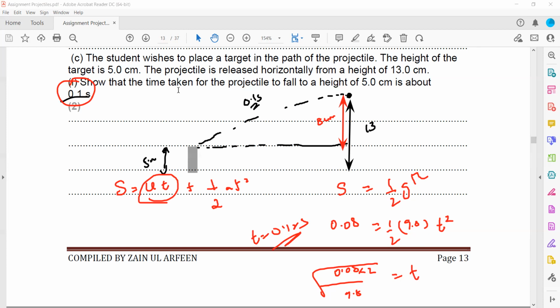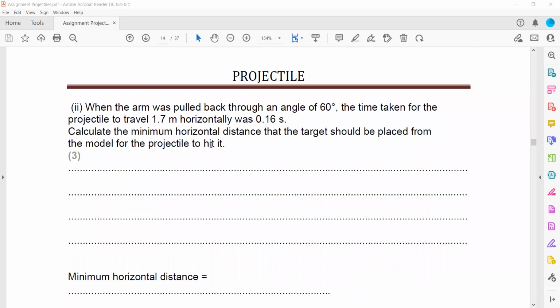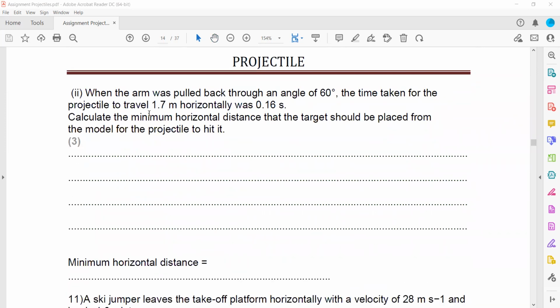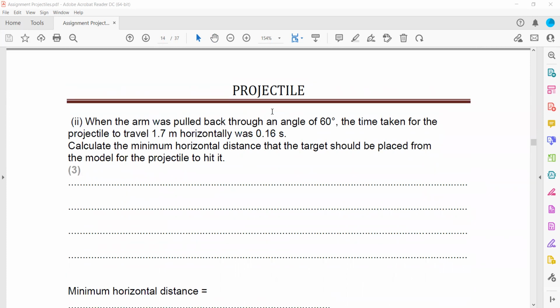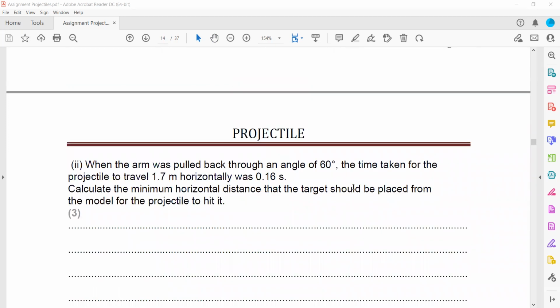The next part, they ask where we should place the target. When an arm was pulled back at an angle of 60, so this arm is being pulled back at an angle of 60, the time taken for a projectile to travel a horizontal distance of 1.7 meters was 0.16 seconds. Calculate the minimum horizontal distance that the target should be placed from the model for a projectile to hit.